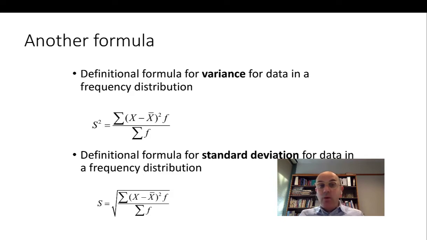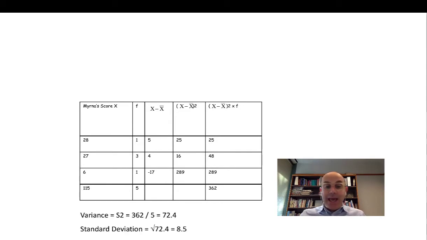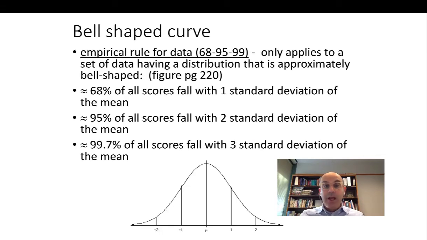And by doing that, we are able to, again, find what does it entail? Why is it so important? So again, the variance to the second driver, the standard deviation, and round of rule carry one more decimal place when it is present in the original data.